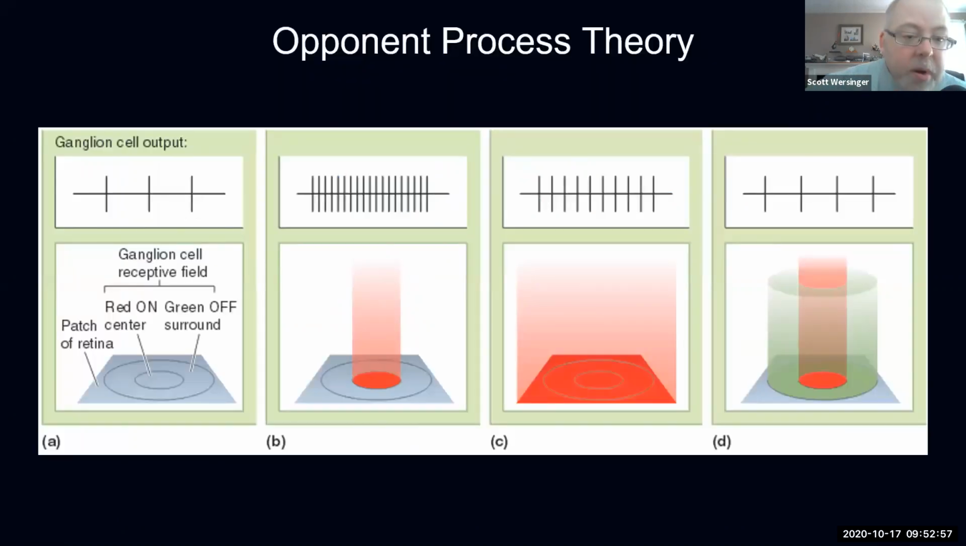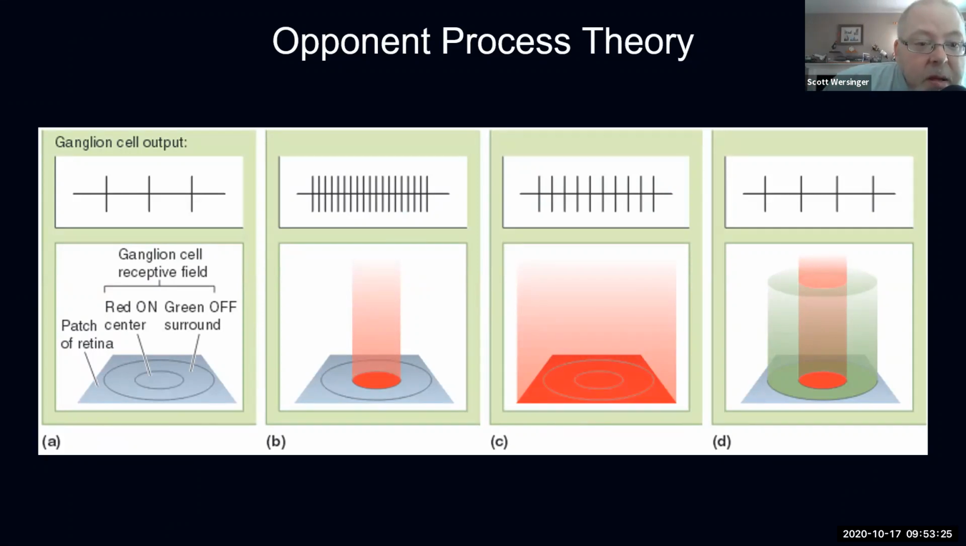There's something called the opponent process theory, which I think is a really cool theory. The Young-Helmholtz and opponent process theory are not incompatible with each other. Neither explains everything. Together, they may actually work together. They may both turn out to be correct. You're familiar with the idea of center on, center off.